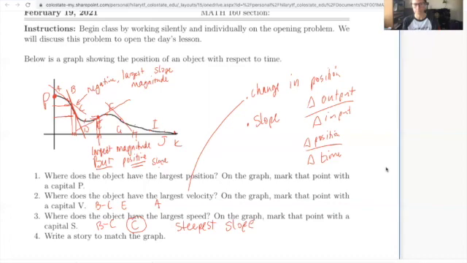I'll share. I understand kind of what the questions are asking more, especially for number two, because I was a little confused on that. I didn't know if the largest velocity had to be positive or negative, but now I do.